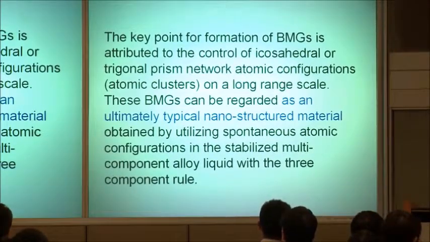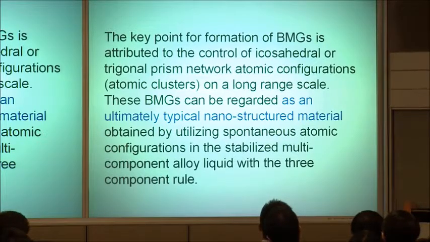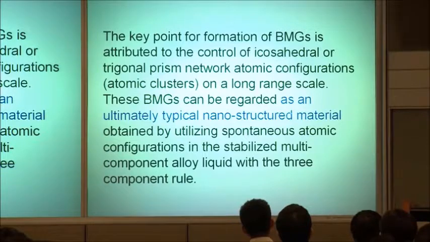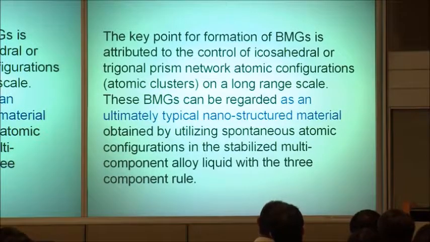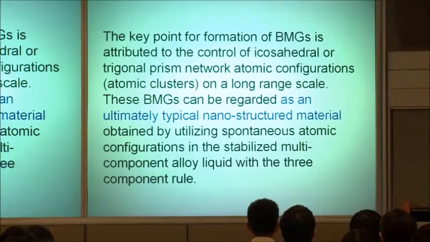From this, we can point out that the key point of the formation of BMGs is attributed to the control of mainly icosahedral-like network atomic configurations, atomic clusters on a long-range scale. So these BMGs can be regarded as ultimately typical nanostructured materials, obtained by utilizing the spontaneous atomic configurations in the stabilized multi-component alloy liquid with the three-component rules.